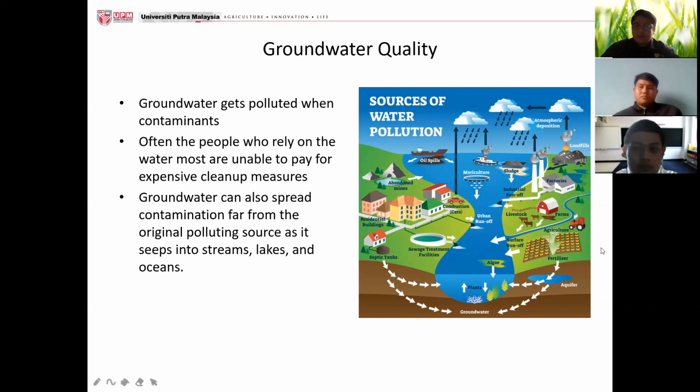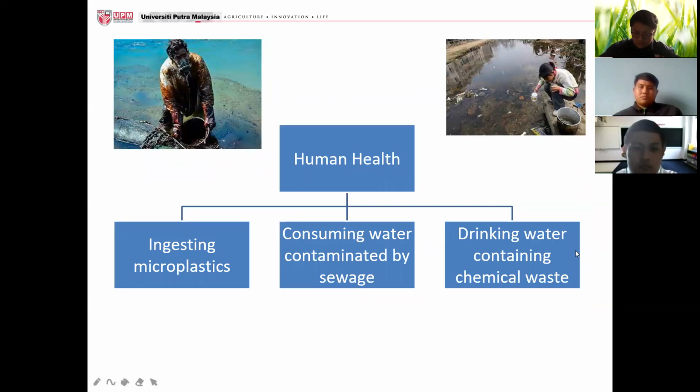So next is human health. First is ingesting microplastics. A person may ingest microplastics via drinking water or through eating contaminated seafood. At Tokyo Bay in 2016, scientists examined 64 anchovies for microplastic consumption and 77% had microplastics in their digestive system.